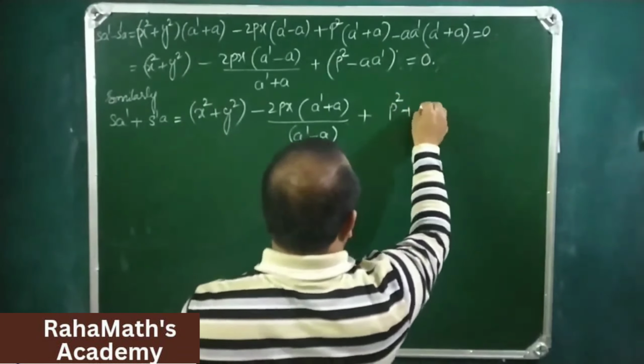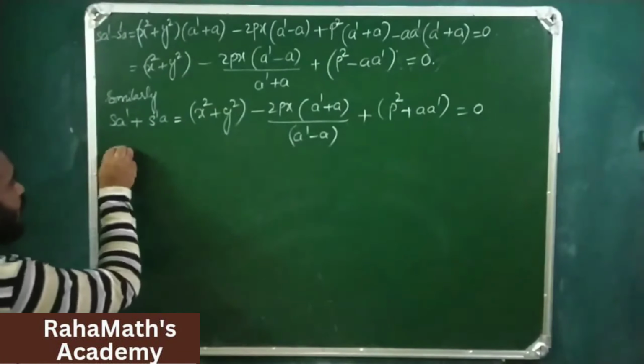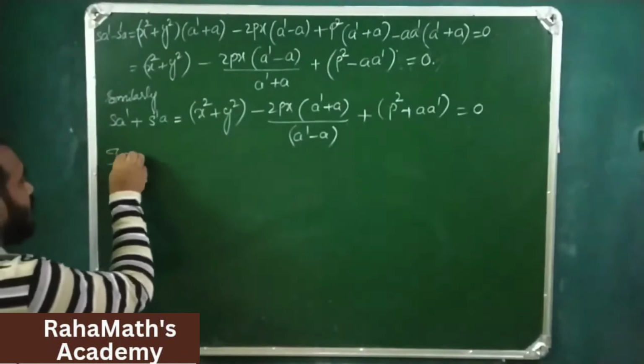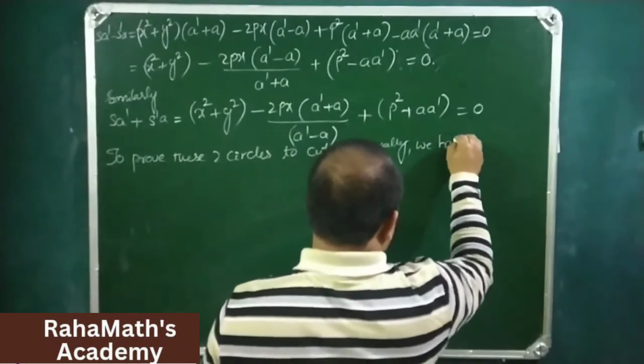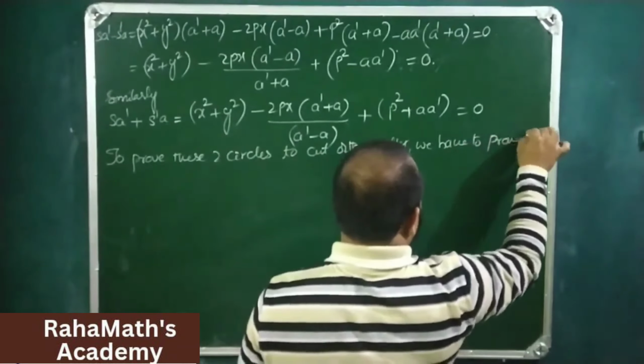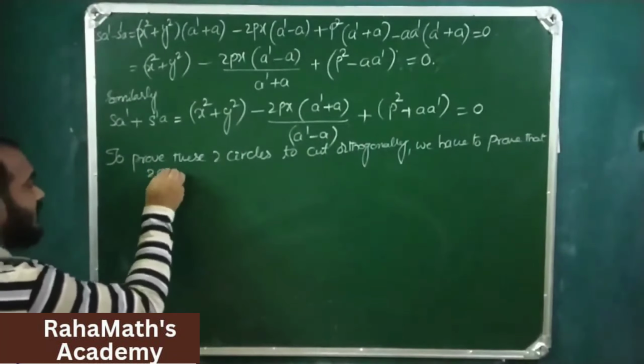So the question given is that these two circles cut orthogonally. So we need to show that these two circles cut orthogonally. To prove these two circles cut orthogonally, we have to prove that 2gg dash plus 2ff dash is equal to c plus c dash.